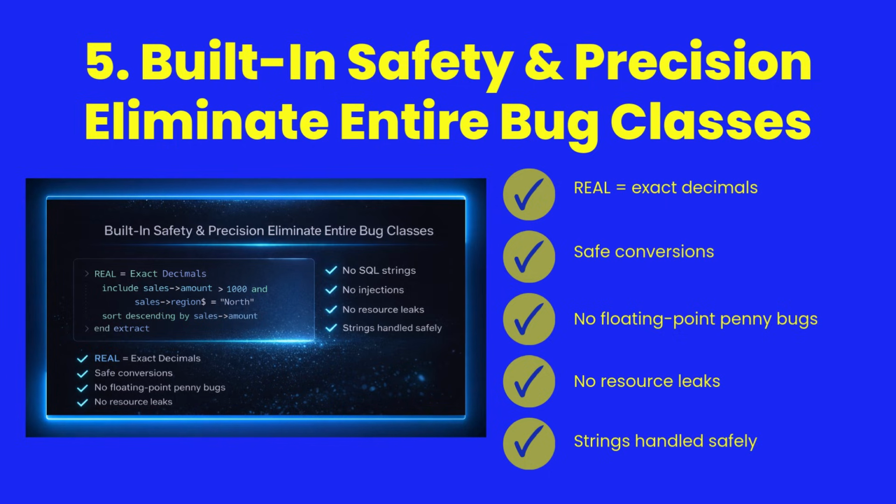This part demonstrates how built-in safety and precision eliminate entire bug classes. With real equal to exact decimals, financial and business calculations behave predictably and correctly. Sheerpower provides safe conversions, which helps prevent subtle type errors. There are no floating point penny bugs, because decimal math is exact by design. In addition, there are no resource leaks, and strings are handled safely, removing entire categories of failures that commonly appear in AI-generated code. The result is more reliable programs with fewer surprises.